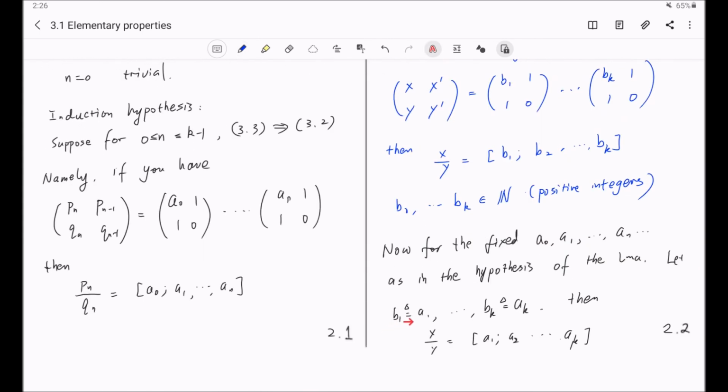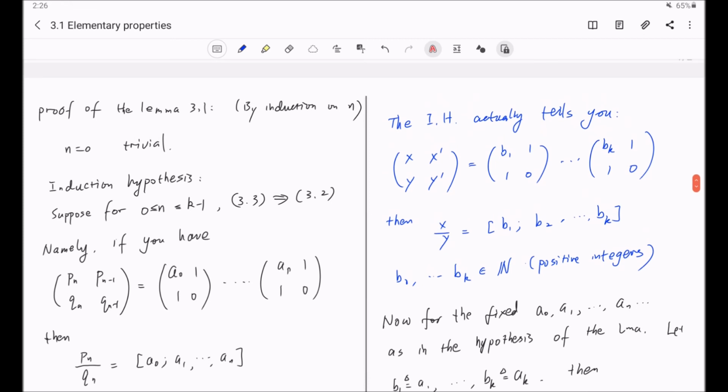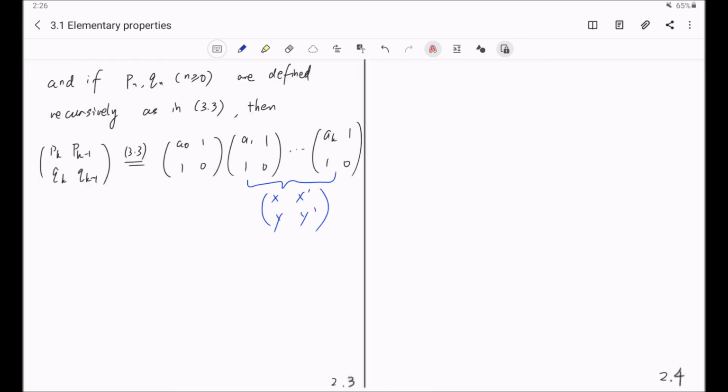Look, here we are taking b sub 1 to be a sub 1, b sub k to be a sub k. And we get exactly this matrix with 4 entries is equal to the product from a sub 1, 1, 1, 0 to a sub k, 1, 1, 0. So this is what we get in here. So let's write this down carefully. So this is equal to the product of a naught 1, 1, 0 times this guy. And this product is equal to a naught times x plus y, a naught x prime plus y prime. Here it is x, and here is x prime.